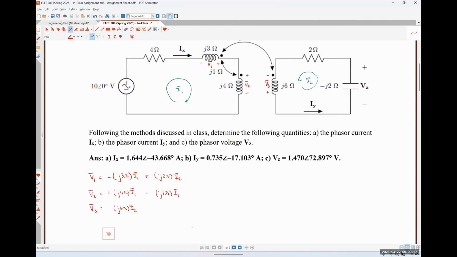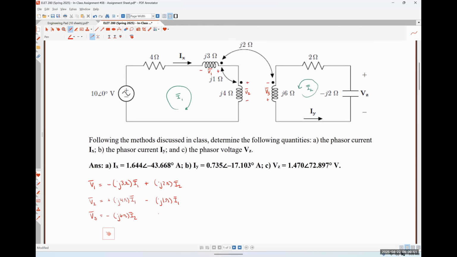Obviously, if I disagreed with plus sign, it's got to be a negative sign, but let's explain why. The positive polarity terminal is at the undotted terminal of that j6 ohm coil. So the positive polarity terminal of voltage is on the undotted side. In order for that to get a plus sign, our mesh current I2 needs to also be flowing into the undotted. Since it's flowing into the dot and the voltage polarity is at the undotted, this gets a minus sign.